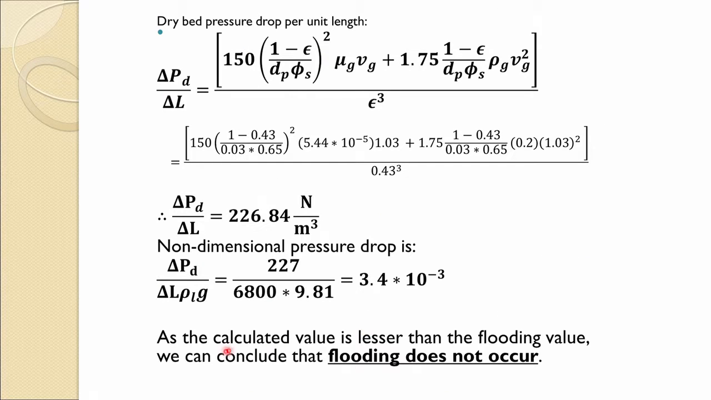So, this says the calculated value is lesser than the flooding value. We can conclude that flooding does not occur. You can see the calculated value is less than the flooding value, so we can conclude that flooding does not occur in this case. This is the way this diagram is very useful in the industry to know whether the operation is below the flooding limit. So, efficiency of the reactor does not get affected.